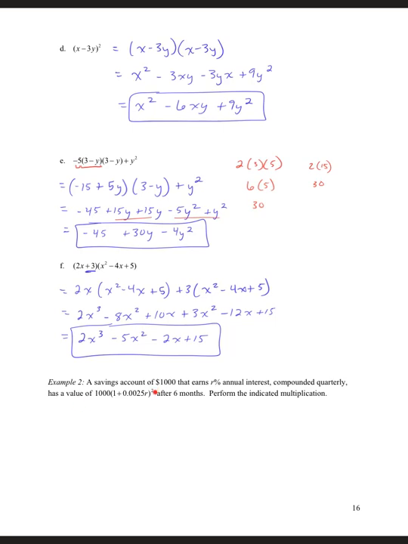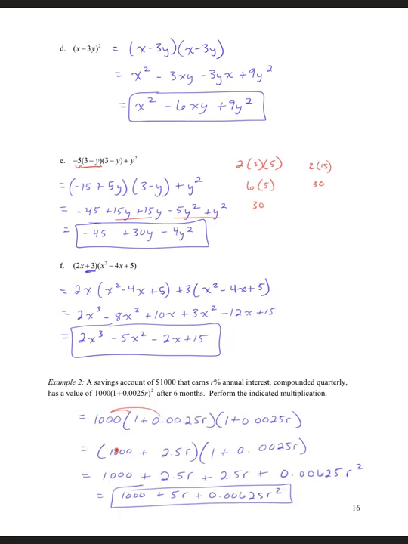Example 2 has an idea of having something squared, which is similar to letter D, but it also has a number in front like letter E. You're going to get some crazy decimals or some very small values in here, but just work through it and see how you do, then check your answer with mine.